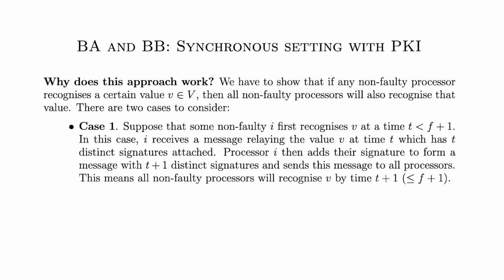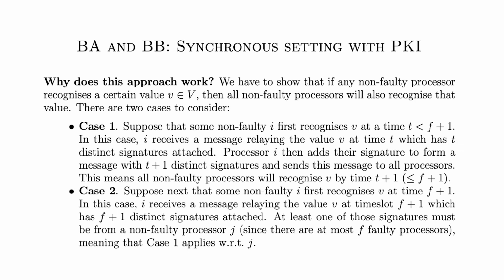So next we come to what might be the tricky case, right? It's when you learn about it right at the end, when it's too late to tell other people about it. See what happens there. So suppose next that some non-faulty processor I first recognizes v at time f+1, when it's too late to share. So in that case, I receives a message relaying the value v at time slot f+1, which has f+1 distinct signatures attached, right? Otherwise, they wouldn't recognize the value at that time slot.